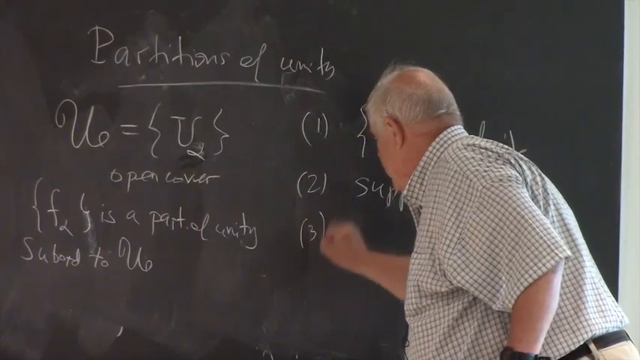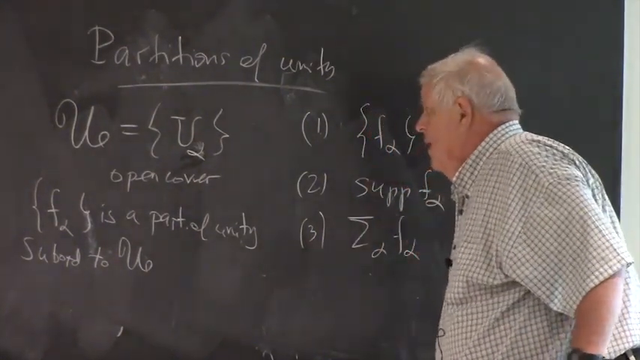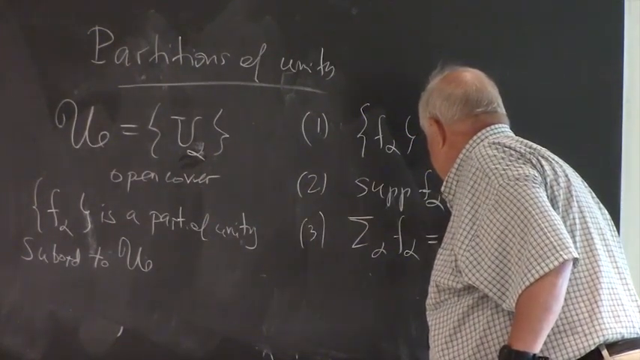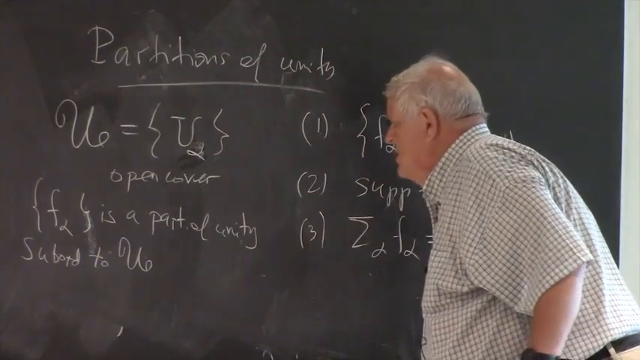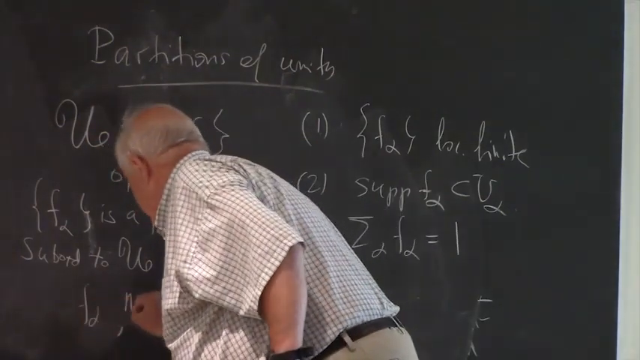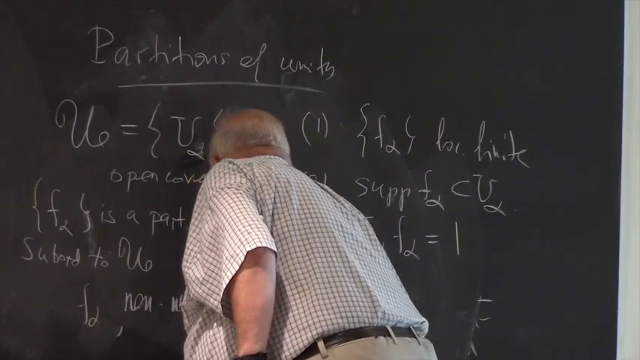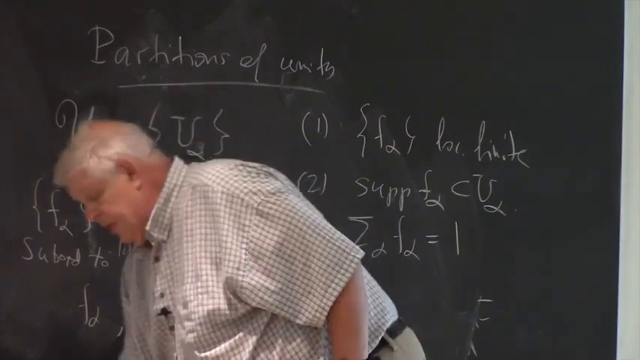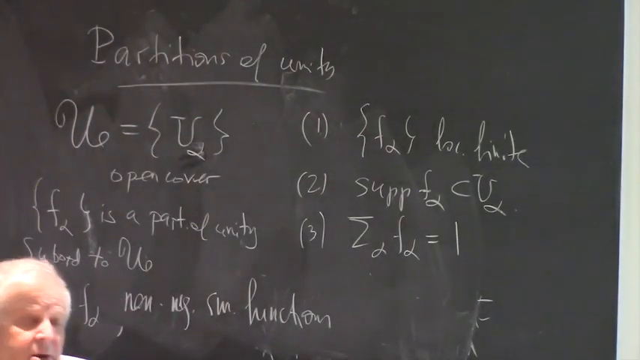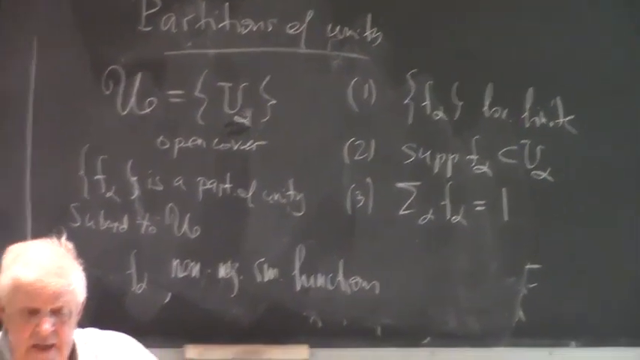And the sum is defined, and the sum of f alpha is equal to 1. I didn't say these f alpha are non-negative smooth functions. It's noted here: f alpha non-negative. It is called partition of unity because the sum of the functions is 1. So they are parts of 1. This is the definition.